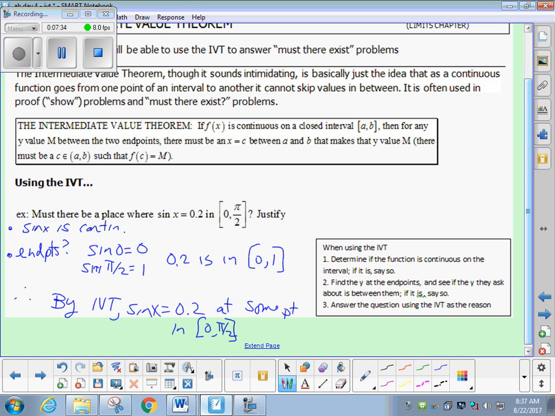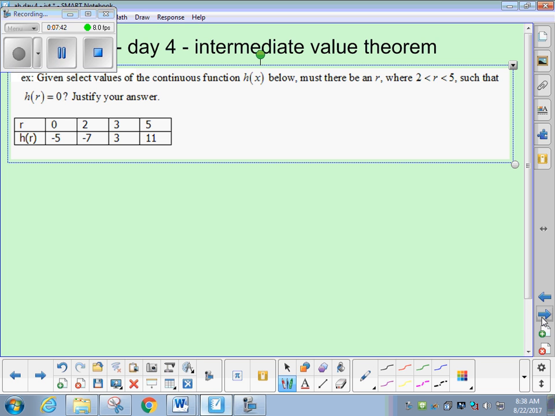Easy enough, yeah? I just kind of fence it in, see if what they ask about is between the endpoints they give me, and I go from there. This is kind of abstract, so if you're confused, please let me know. We worked analytically from an equation. Let's work from a table. This is also very common.